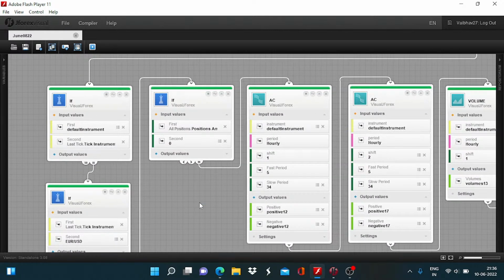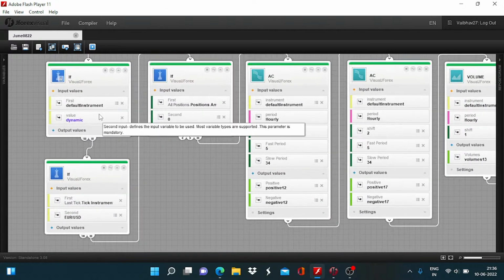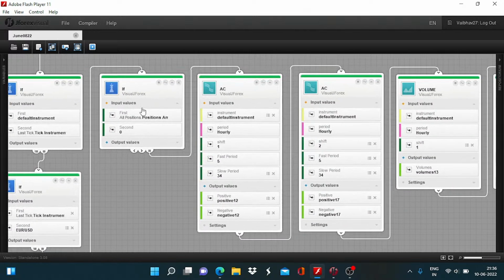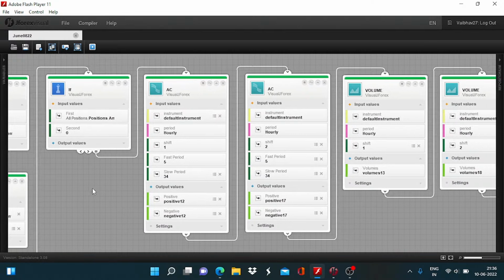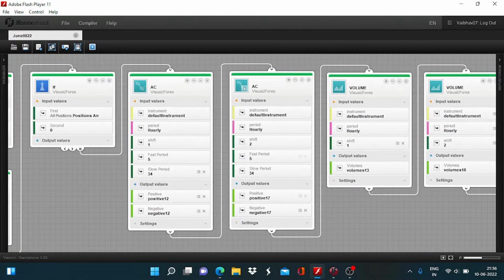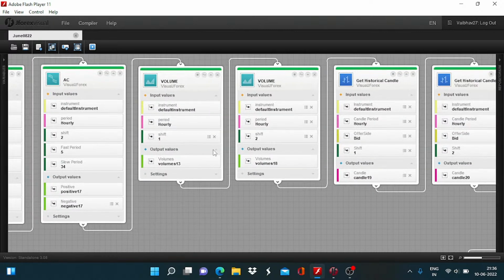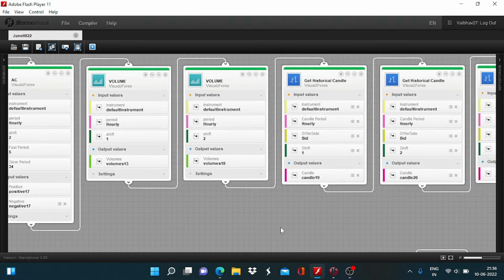In the last two sessions, I demonstrated how we can get the instrument subscription done, where the Euro USD was used as the instrument of choice. Afterward, the position amount was defined at zero. I had added these two AC blocks, the acceleration, deceleration, oscillator indicator blocks with the parameters of the hourly candle period and the lookback period of 1 and 2 respectively. We are also considering the volume data, so for that, these two volume indicator blocks were added.